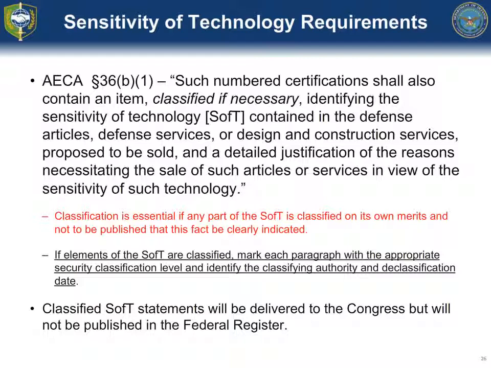But the law does allow us, in the case of a classified sensitivity of technology report, to keep that out of the public record. If it's classified, it'll be delivered to Congress, but won't be published in the register. For the most part, sensitivity of technology reports describe the classified defense articles and services and the consequences of what would happen if they're lost in an unclassified format. General enough language that it is not classified, but it can be classified. So that's one type of addendum.